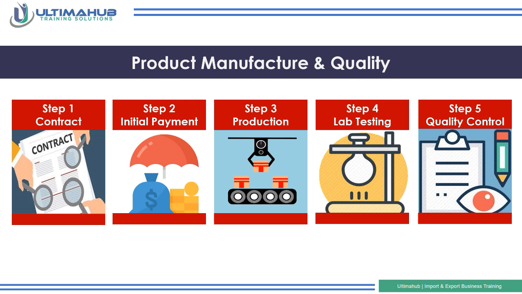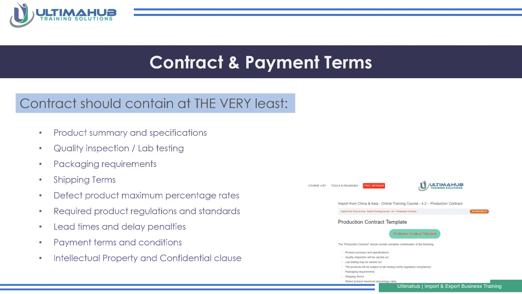So the third step, when you've agreed on how you're going to make the initial payment, is the production itself, and whether you're going to need to have a lab testing done, which can be mandatory, or you might just want to do it for peace of mind. But quality control is another step that definitely shouldn't be missed, and something that you should really look into finding a specialized certification agent to do for you. We're going to be looking at each of these steps in a little bit more detail over the next few slides, beginning with the contract.